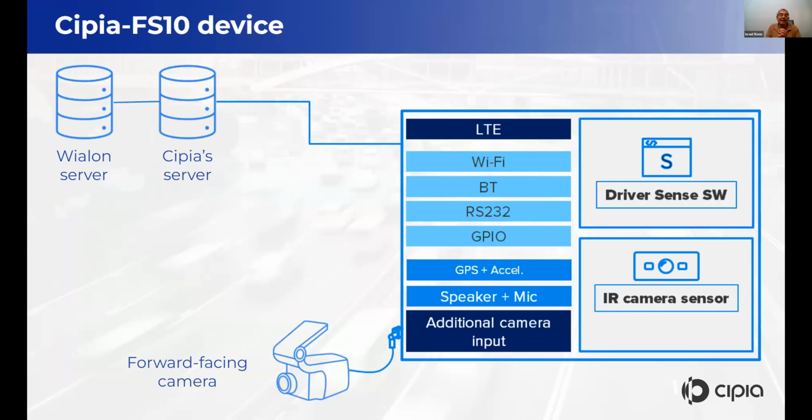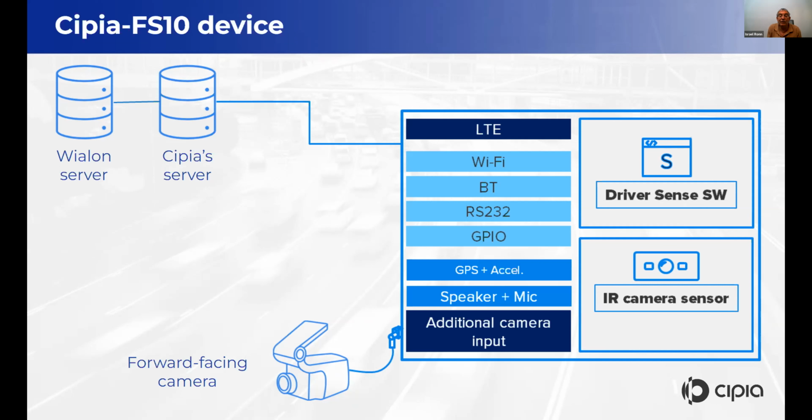If you are looking a little bit inside, Cipia FS10 is equipped with an LTE modem, LTE Cat4, which allows us to upload videos, images, and of course alerts, but also in-cabin integration of various applications, and there is a large number of such applications. As we say, Cipia FS10 is adapted to the fleet environment. We do have GPIOs to trigger video. We do have RS-232 to communicate with a telematics unit.